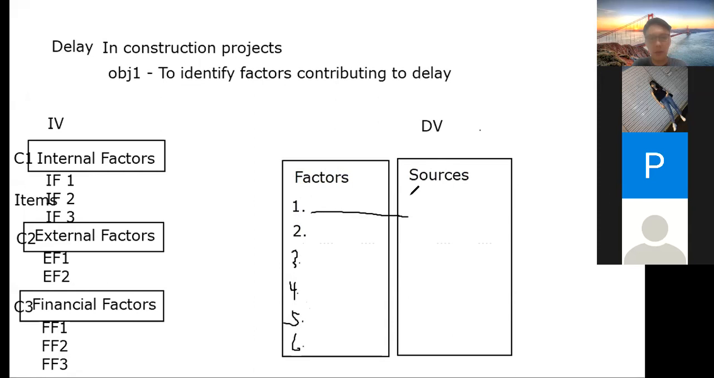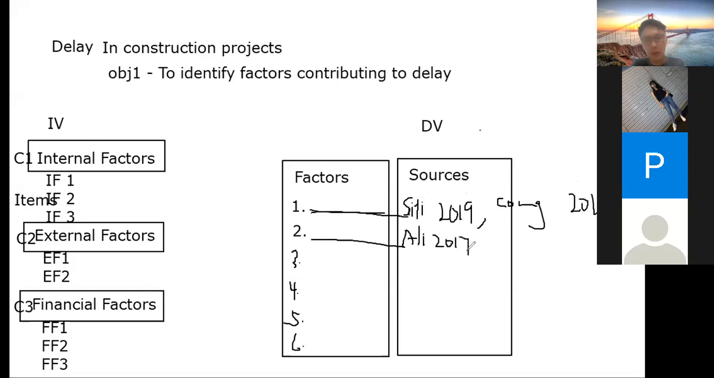For sources, maybe you read it from City 2019. Or maybe two other authors also mention these factors, like Chong 2018. You write down the source. The second factor you found from the next journal, only Ali says, 2017. List down the factors and the sources.